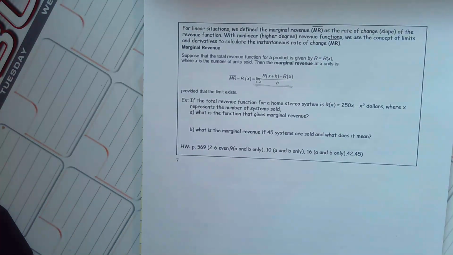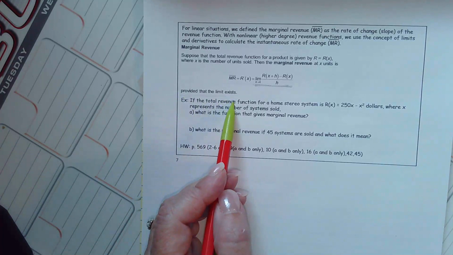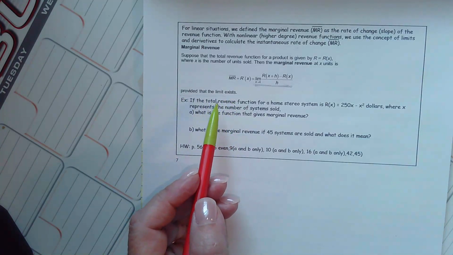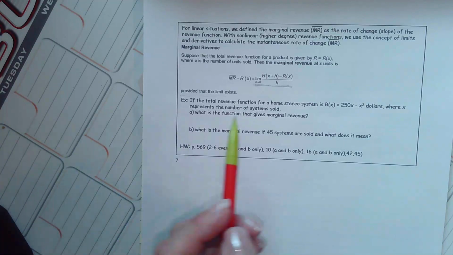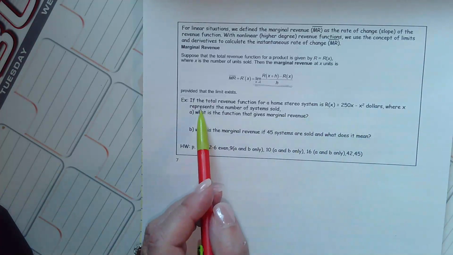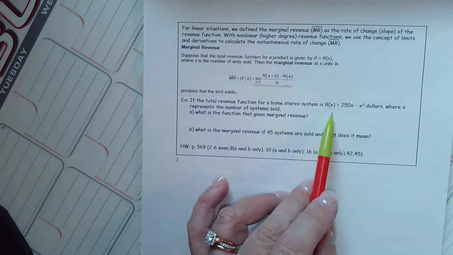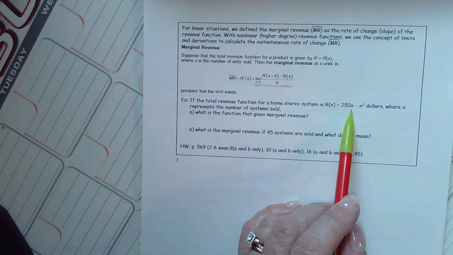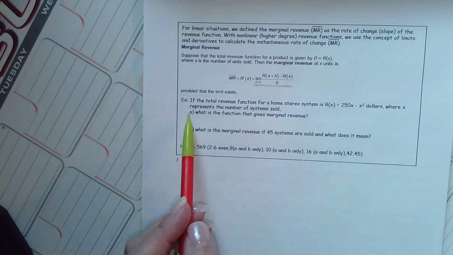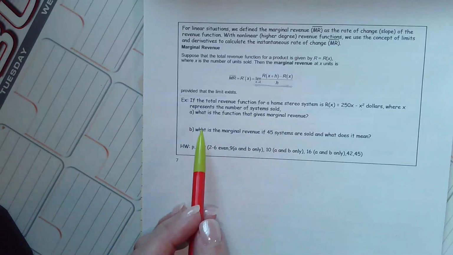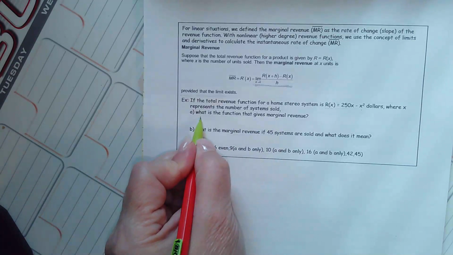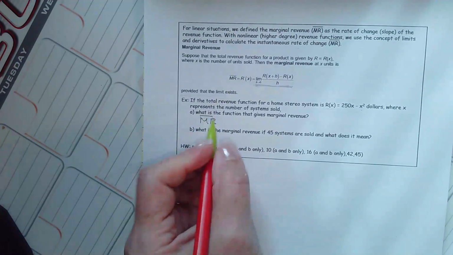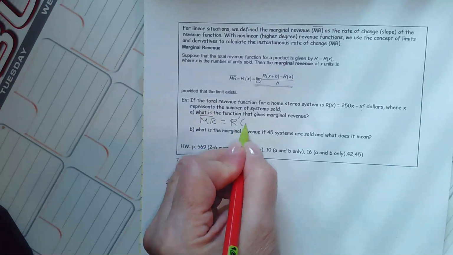So I'm just going to show you here, and they do put the qualifier here, provided that the limit exists. In these situations, if I'm still giving you polynomial functions for right now, the limit has to exist. We always have a continuous function for polynomials. So if you'll notice here, I've given you a situation. The total revenue function for a home stereo system is R of x is equal to 250x minus x squared dollars, where x represents the number of systems sold. All right. So if that's the case, what is the function that gives the marginal revenue? All right, well, marginal revenue is nothing more than R prime of x.